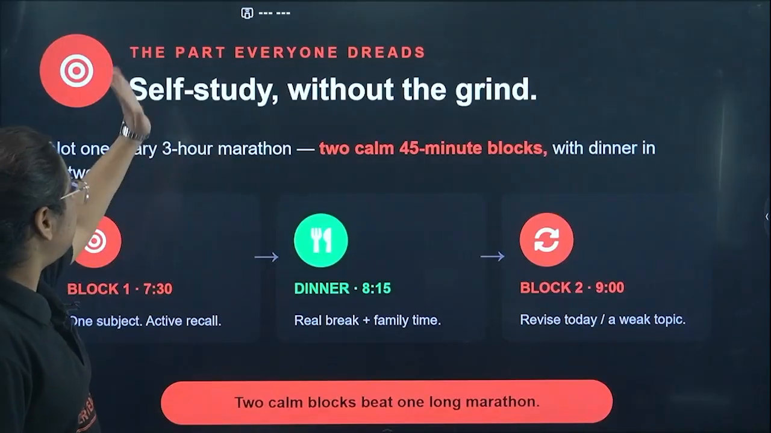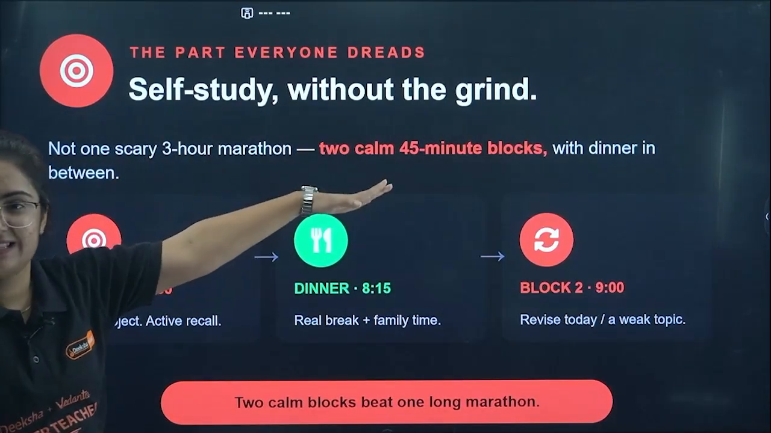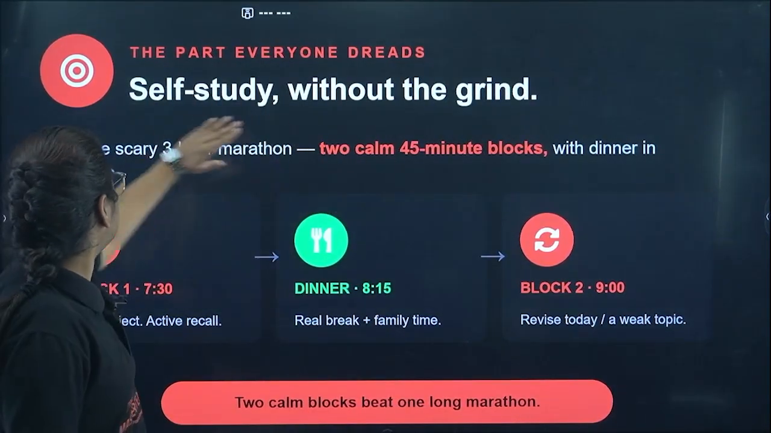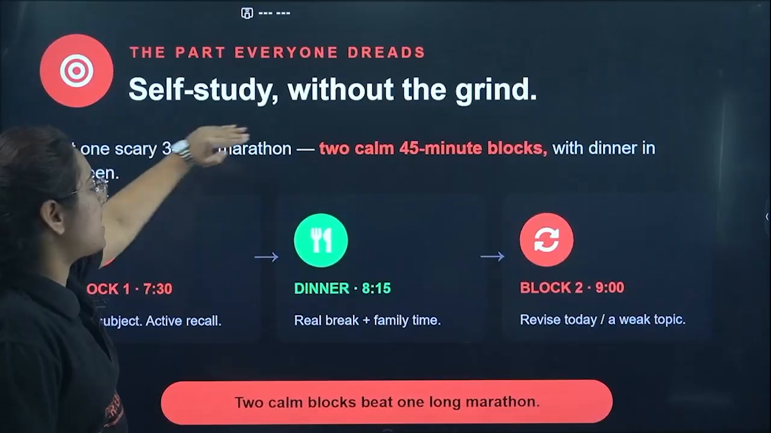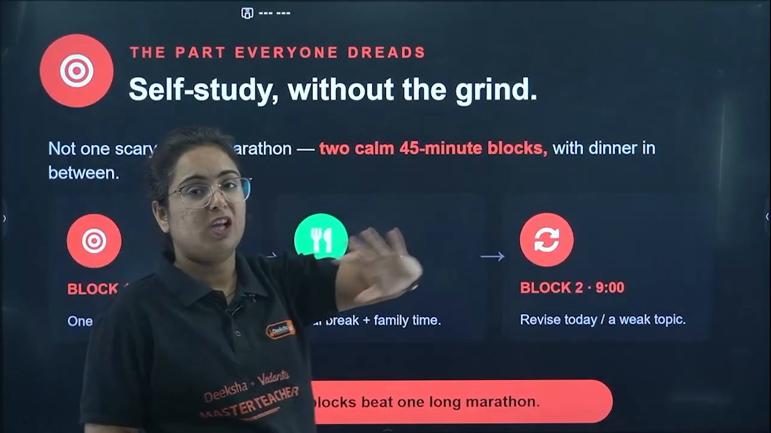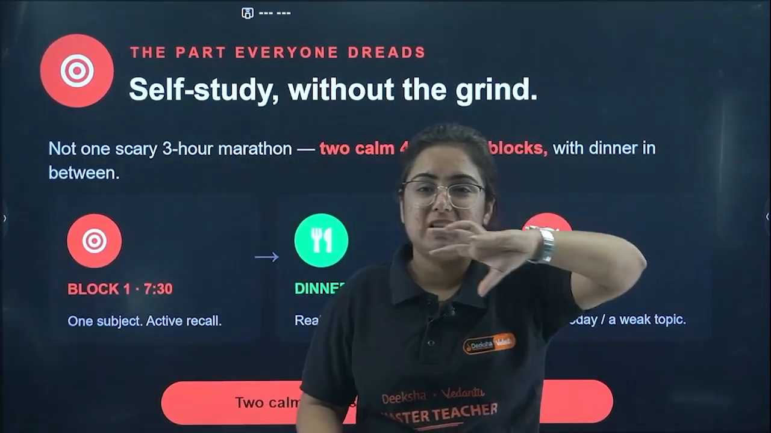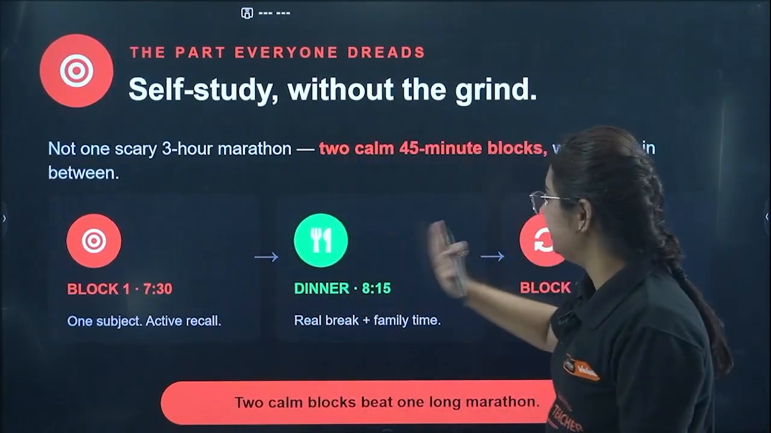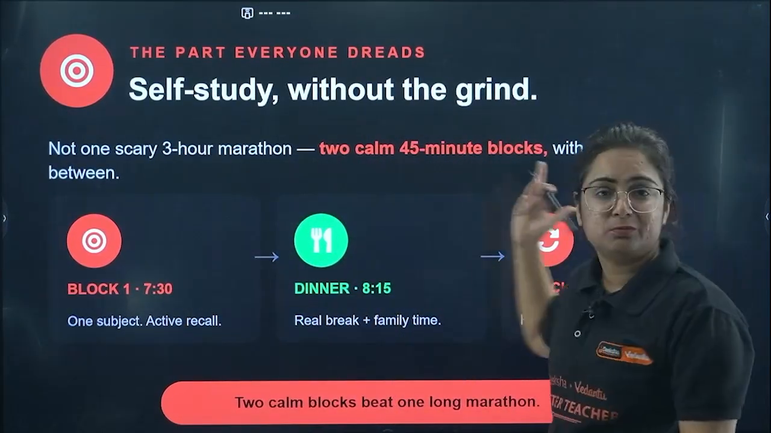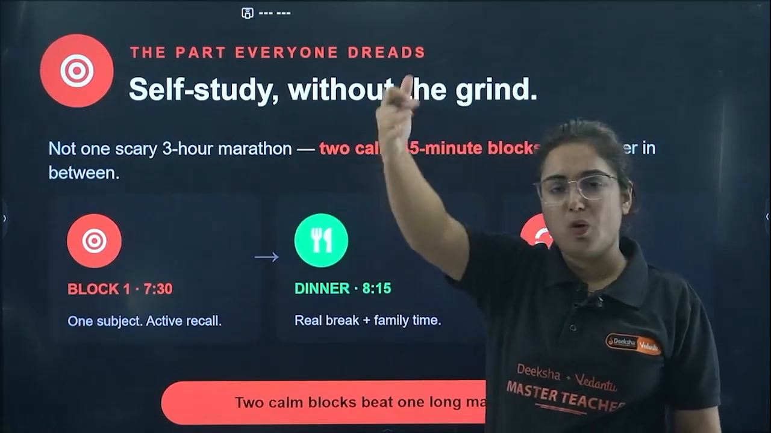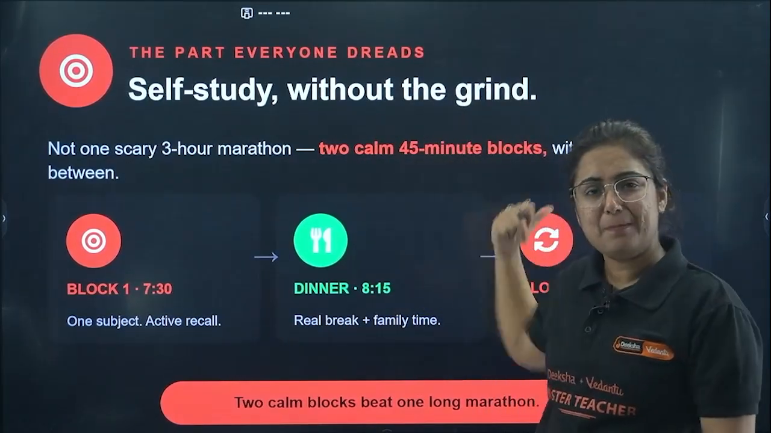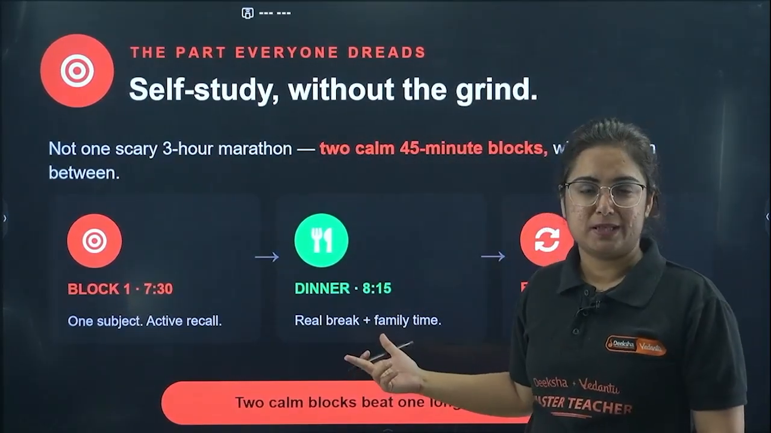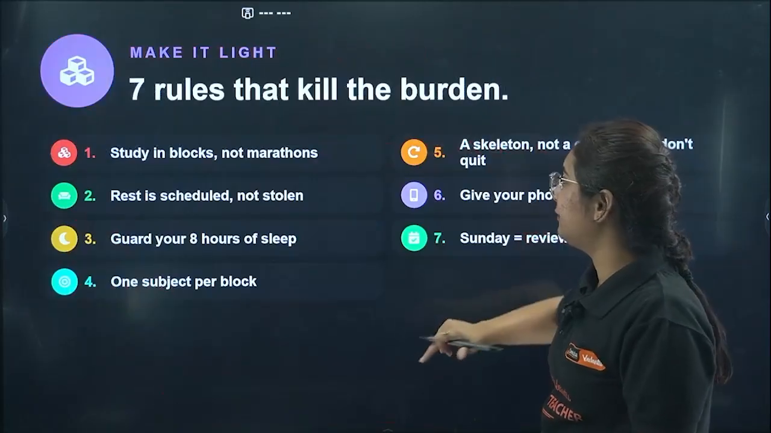Okay, so now the part everyone dreads, and what's that? Self-study without the grid. Not one scary 3-hour marathon, and that is the rule. No scary marathon for 3 hours continuously, beta. Divide it. Block 1, 7:30, dinner, go to your parents, talk to the parents, go for a walk, come back, study with a refreshed mind.